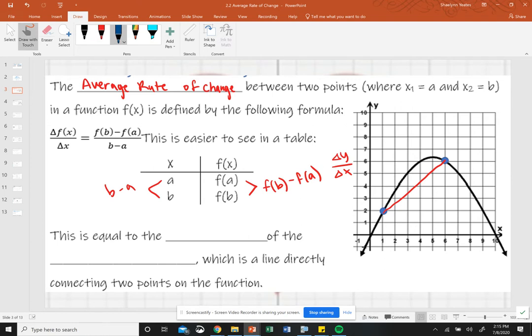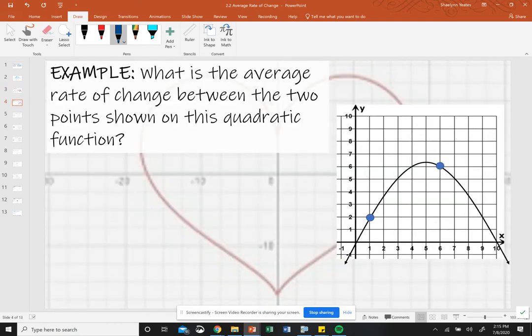Why I love to do this is it's easiest to see on a graph. The change in x is going this way. I can visually see that the change in x is going from 1 to 6, which is a distance of 5. And the change in y, I can visually see the distance is from a 2 to a 6, which is a change of 4. So this is equal to the slope of the secant. That's that line, called the secant line, which is a line directly connecting 2 points in a function. Secant line. Do you see it?